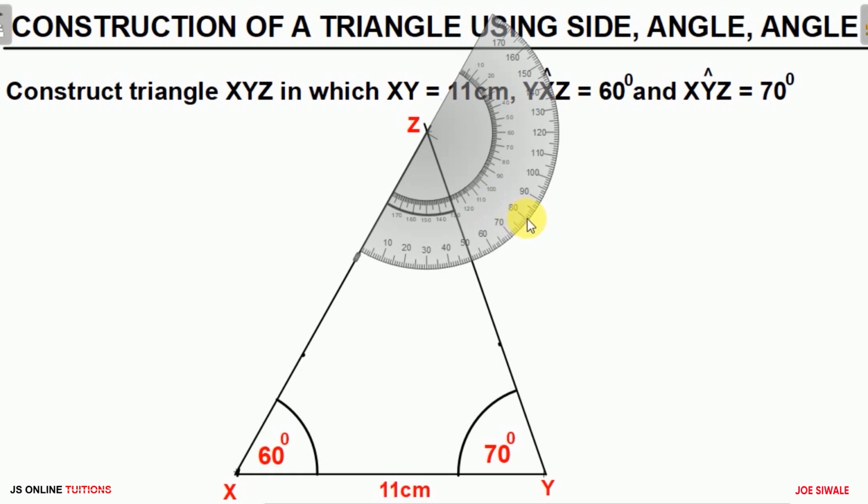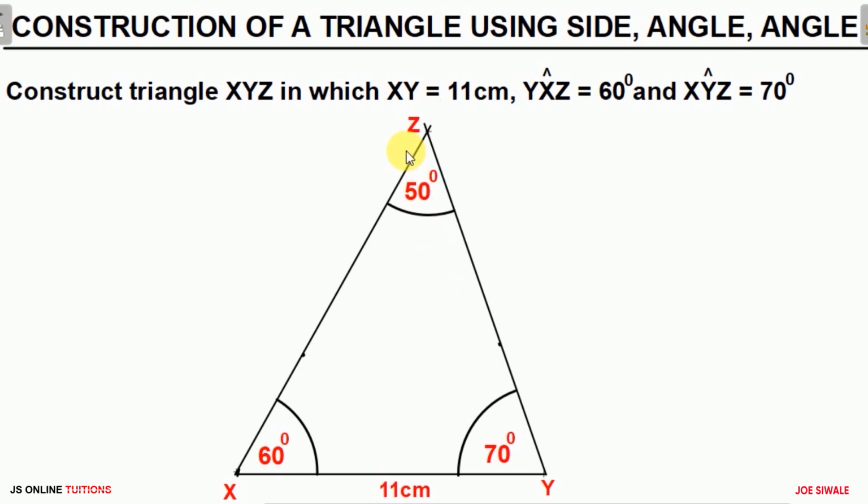So we're going to put our protractor at point Z there. So if we measure our angle at Z, we can see this is 10, 20, 30, 40, 50. So that's going to be 50 degrees. So as you can see, our angle at Z is 50 degrees, our angle at X is 60 degrees, and our angle at Y is 70 degrees.